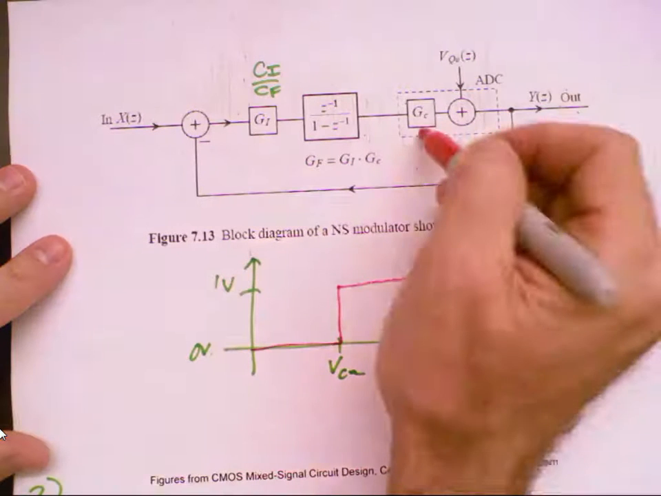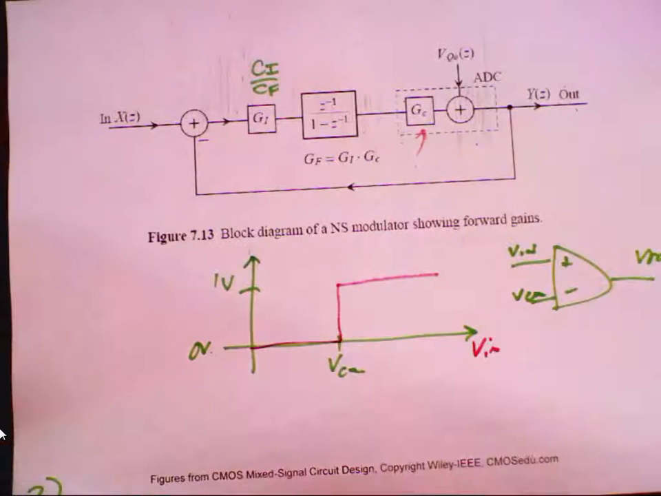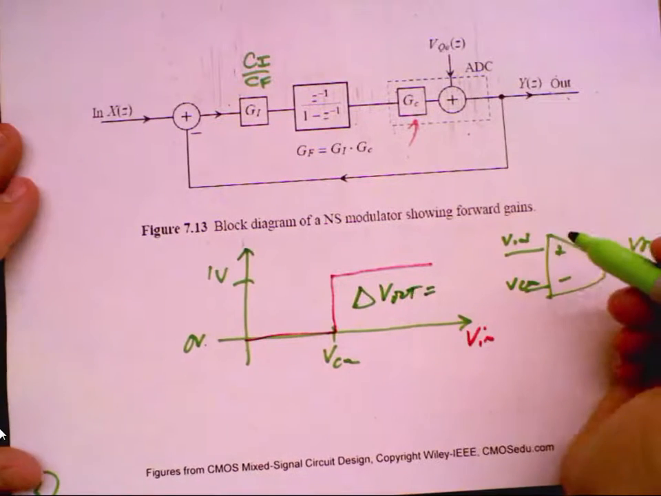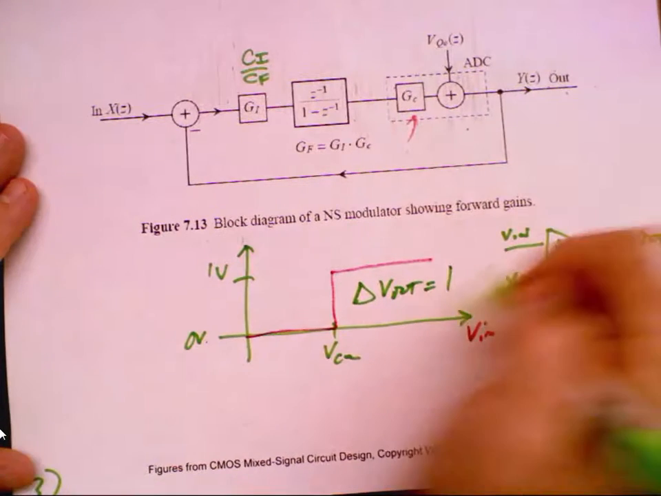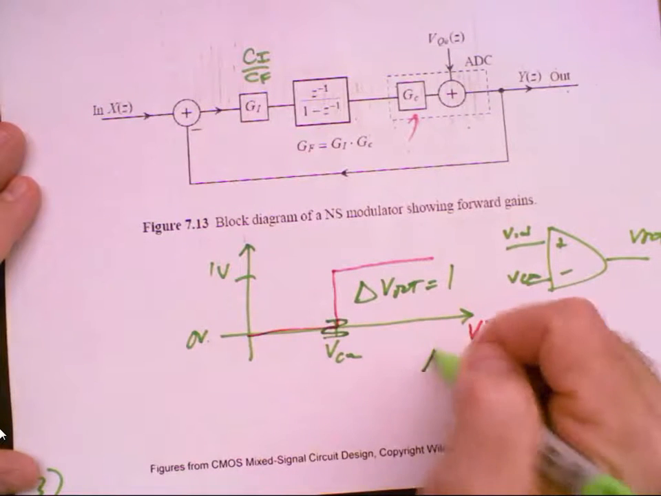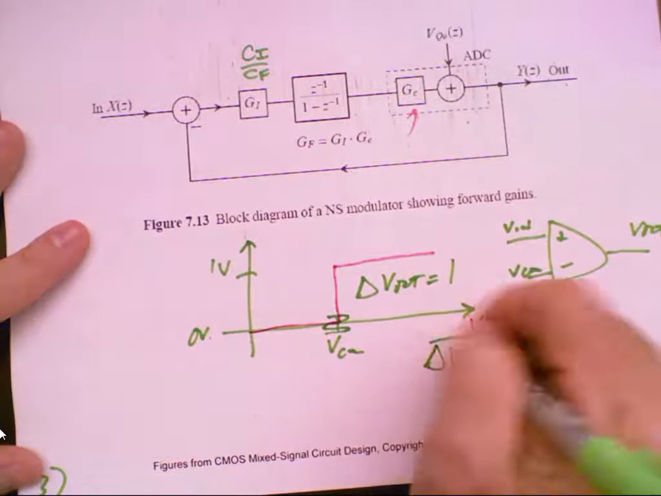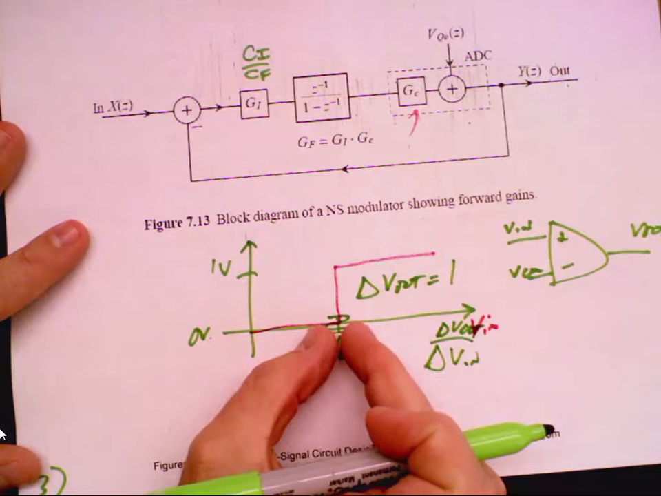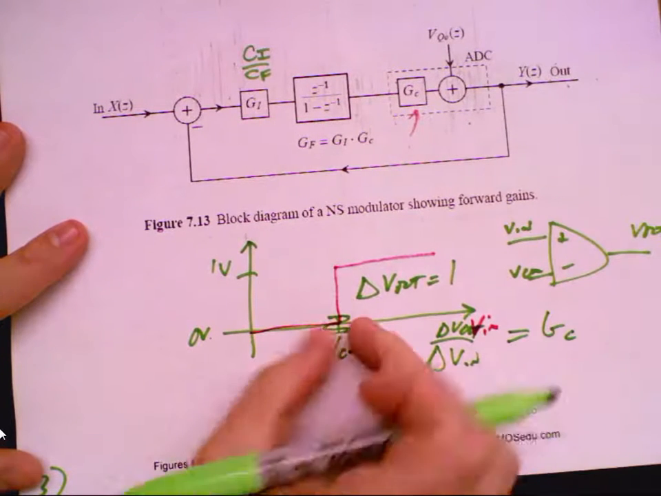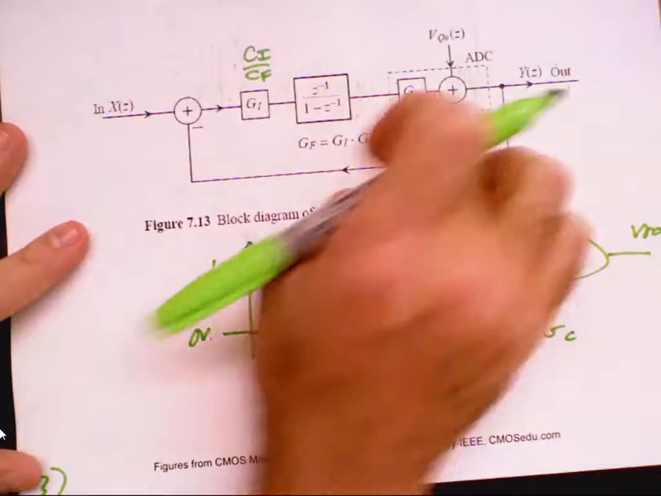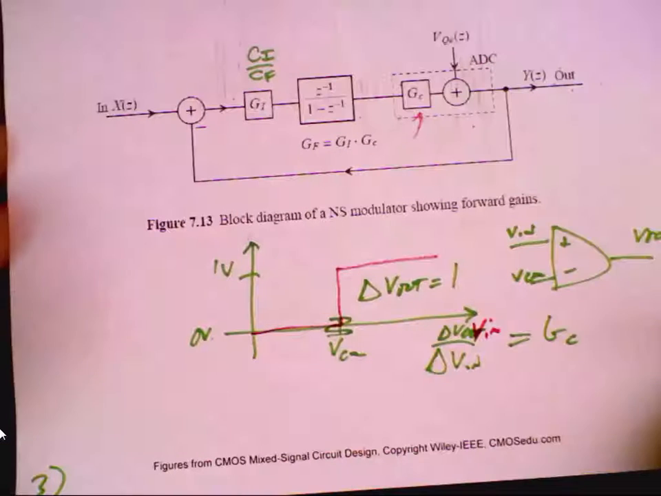How do I calculate GC? I look and say my output delta V out is always equal to 1. Then I look at how much my integrator is varying, and take the change in V in, which is the output of the integrator, divided into the change in V out. If my integrator's not changing very much, my gain is high, so GC is high. If my integrator's changing a lot, then my GC is low. That's why I model this GC in addition to the gain of the integrator. Does everybody follow that?